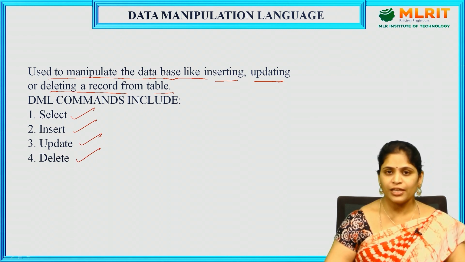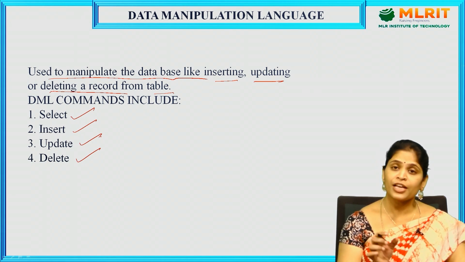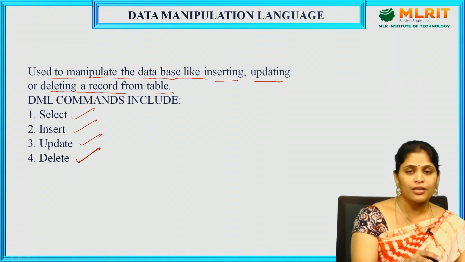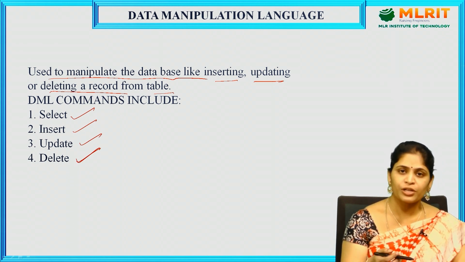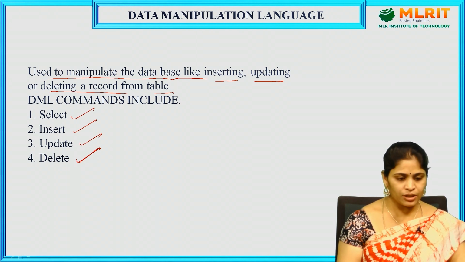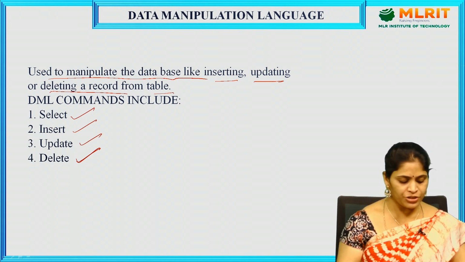And next, delete. Delete is a command which is used to delete a particular row or delete multiple rows by considering a specific condition. Here, by using this delete command, a condition must be specified to determine what kind of rows we have to delete. That is what these 4 include in DML, data manipulation language.